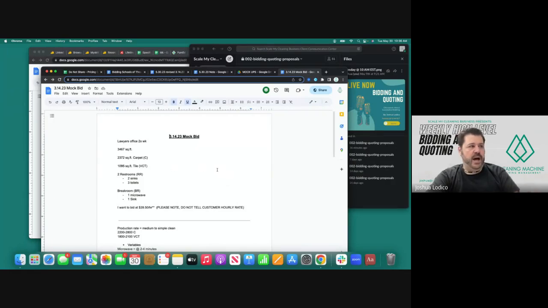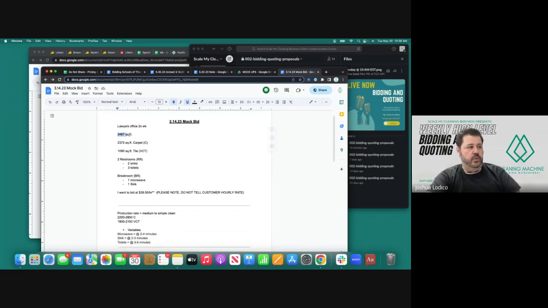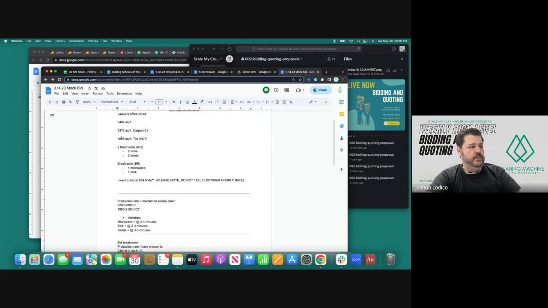So this is the mock bid that you're talking about. This isn't the one we just reviewed. This is the actual original one. 3,464 square feet, lawyer's office. 2,372 square feet is carpet. So we've got our carpet, we've got our tiles, 1,095. We've got 2 restrooms that have 2 sinks, 2 toilets, and 1 break room that has 1 sink, 1 microwave.